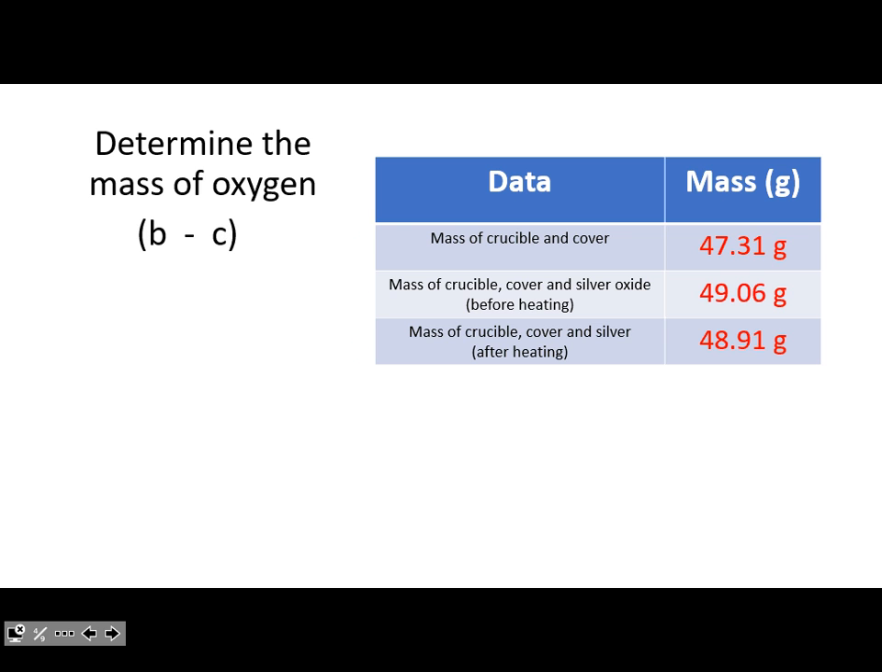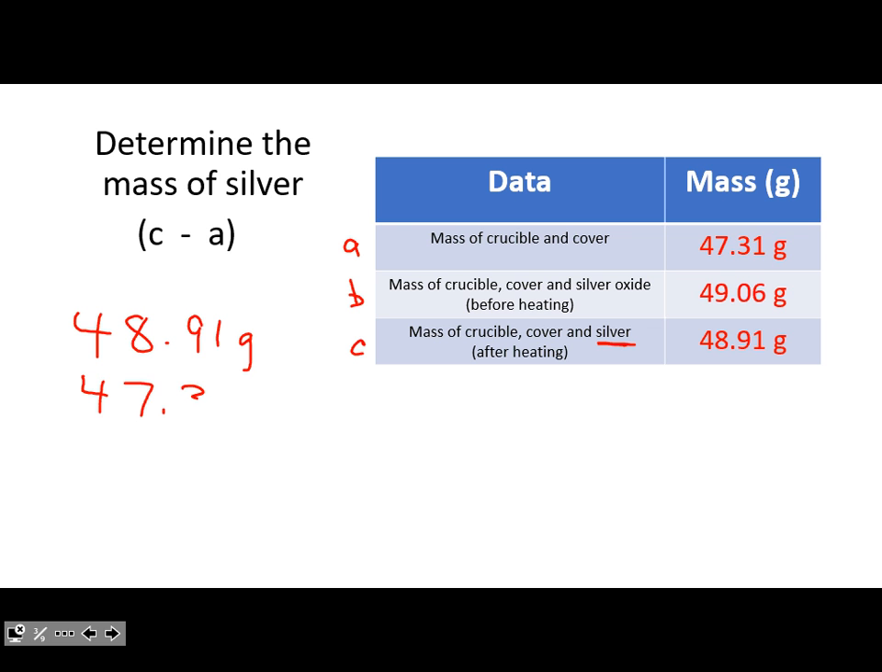So in order to do this, I have to take the mass of the crucible, cover and the silver, which is 48.91 grams, and I need to subtract the mass of the crucible and the cover. So by doing that, I'm going to get only the silver. So the crucible and cover is 47.31 grams. So when I do my math, I get 1.60 grams. Does that look right? Now I need to check my sig figs.